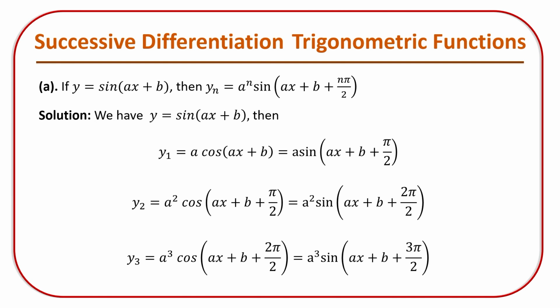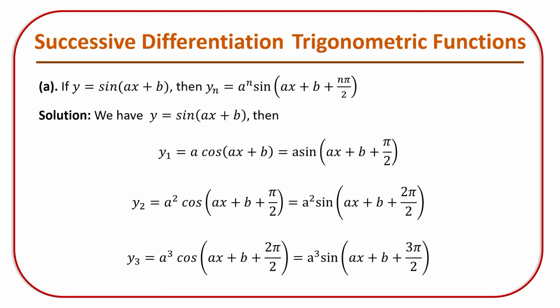So the first question, as you can see here, is for successive differentiation of a trigonometrical function, and y is given as sine of ax plus b. We had seen in the previous lecture y equal to log of ax plus b, and then y_n came out in a very easy form, right? Similarly, here y equal to sine of ax plus b, and we have to prove that y_n equals a to the power n sine of ax plus b plus n pi by 2, right? So we will do this one by one.